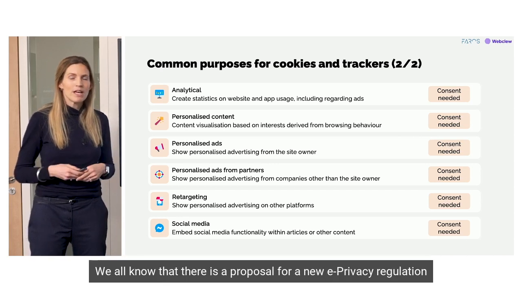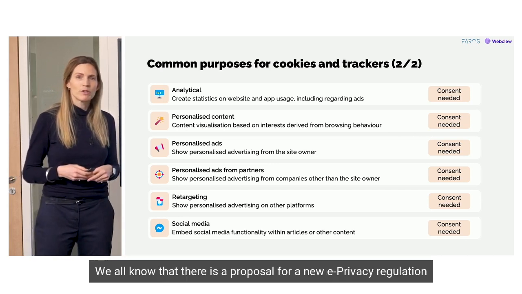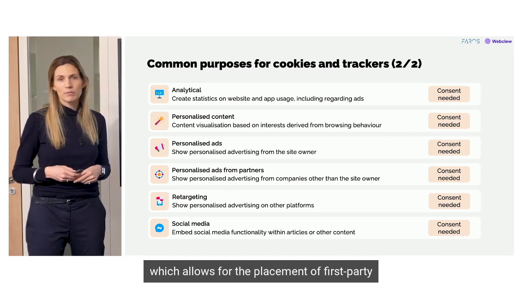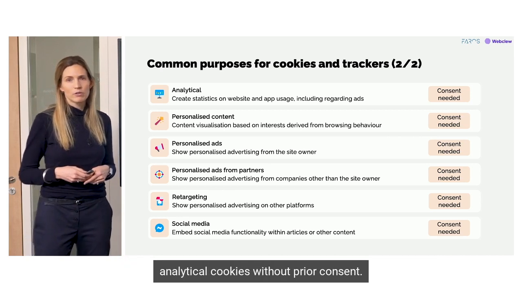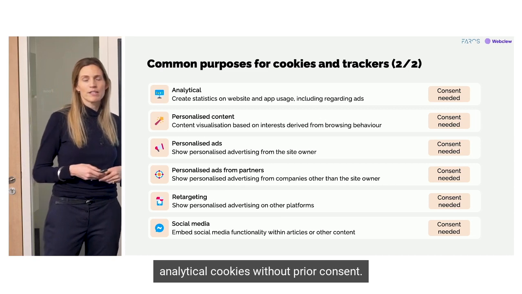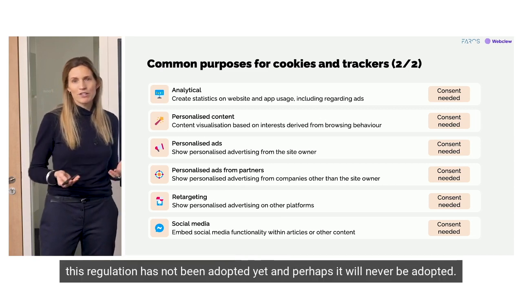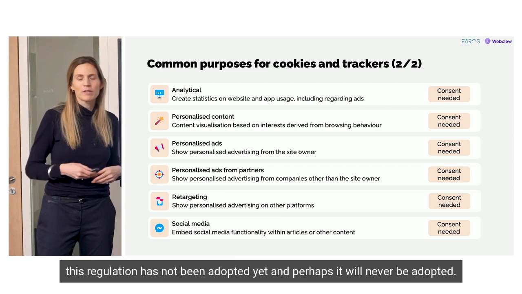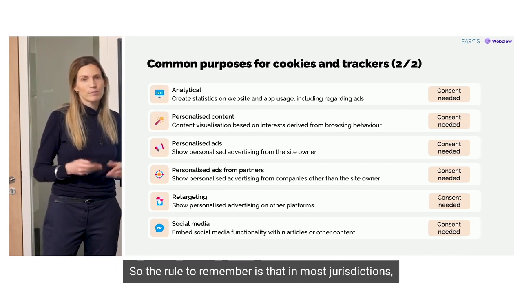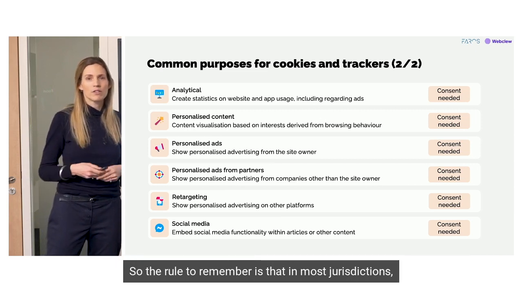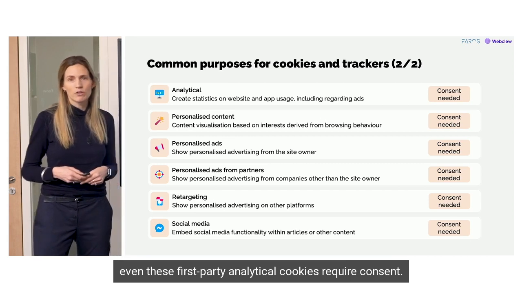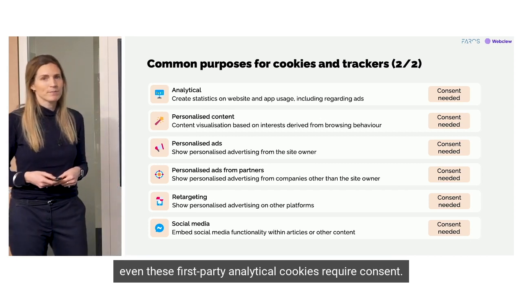We all know that there is a proposal for a new e-privacy regulation which allows for the placement of first-party analytical cookies without prior consent. However, this regulation has not been adopted yet, and perhaps it will never be adopted. So the rule to remember is that in most jurisdictions, even these first-party analytical cookies require consent.